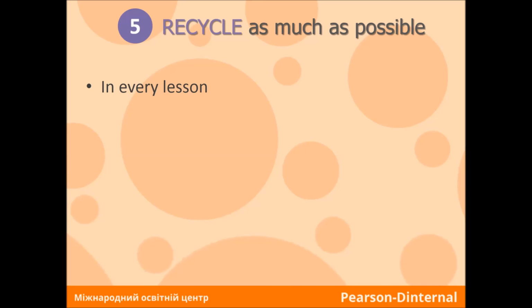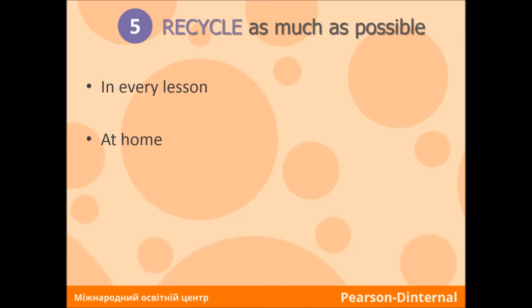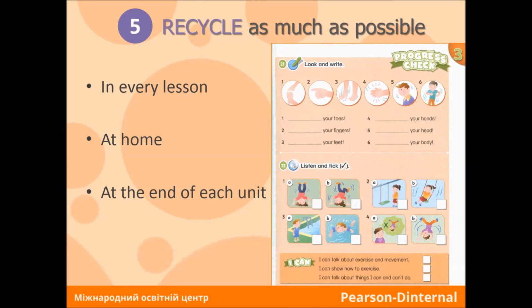Children should also get used to recycling at home. In Island's workbook, an opportunity for personalized review is provided at the end of every unit. This will ensure that students can practice using what they've learned to talk about themselves. And of course, it is essential to recycle vocab at the end of each unit to make sure students have learned everything. You can do this in the progress check section following each unit in Islands.